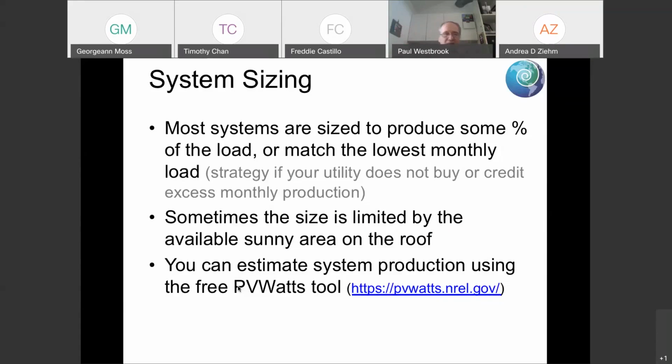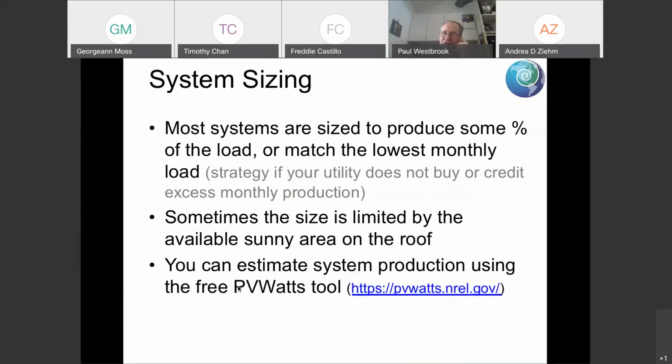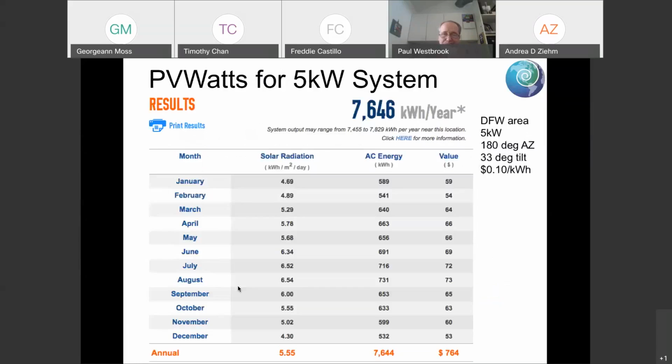Your size might be limited by how much sunny roof area you have, but there's a great free tool that probably every company uses and any individual can use called PV Watts. National Renewable Energy Labs developed this, and this would be an output. So I went to the PV Watts tool, and you can Google PV Watts, or I've got the link in this presentation. You can input your location. I'm going to put in a 5 kilowatt system, just for the example. I'm going to face it due south, that's 180 azimuth. I'm going to angle it 33 degrees with respect to the horizon. And I'm going to put my rate in as 10 cents a kilowatt hour. These are just to run the system.